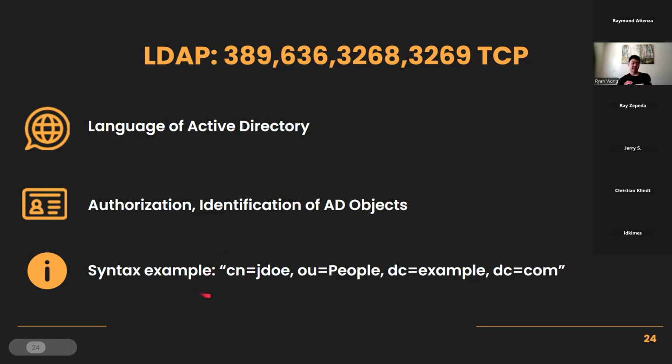Some examples of syntax would be the common name, or the username, would be JDoe. Organizational unit would be people, and then it's in the example.com domain. It's pretty straightforward. It does get confusing sometimes, but in general, it's not too bad of syntax.